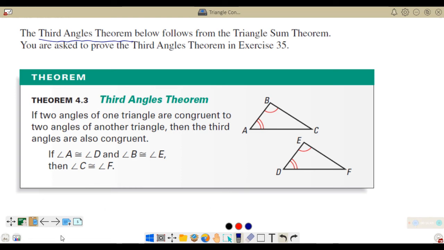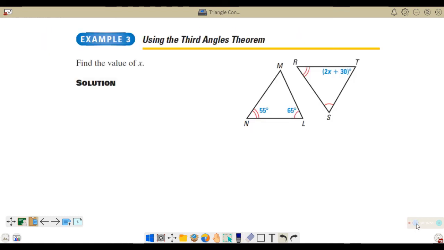So this time, I think ito na yung example. Yung kasunod na page. Kaso nagahang siya, wait lang. Okay, we have now example number 3. We will make use of the third angles theorem to find the value of x. Okay, so gawa tayo ng relationship dito for the corresponding angles. Ano-ano yung mga corresponding angles natin?